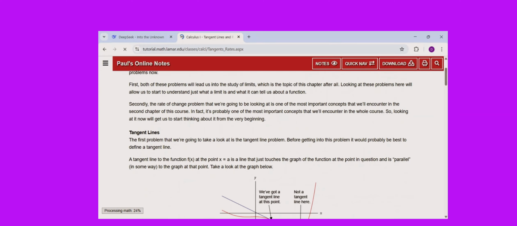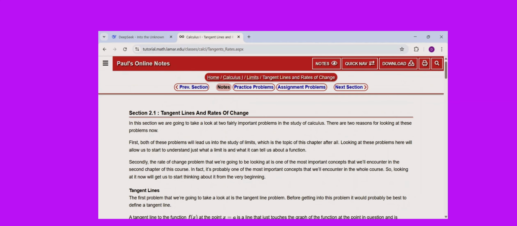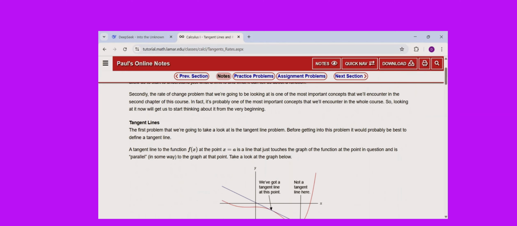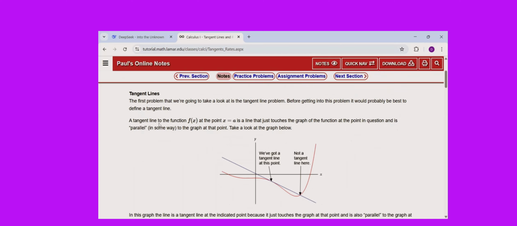Limit. The second unit is limit, whereas the sub unit is the tangent line. The first problem that we are going to take a good look at is a tangent line problem. Before getting into this problem, it would probably be best to define the tangent line. A tangent line to the function f of x at the point x is 3 is a line that just touches the graph of the function at the point in question and is parallel in some way to the graph of that.